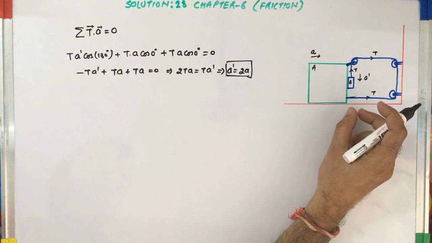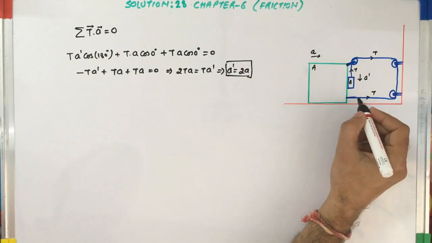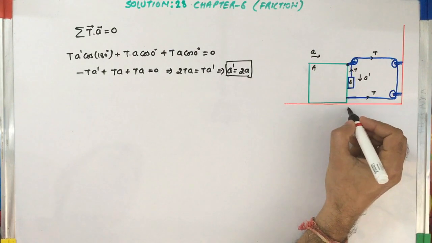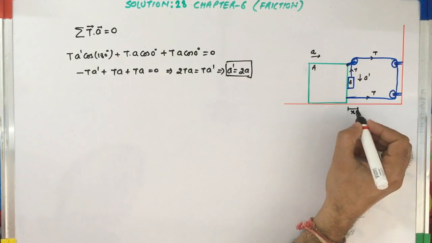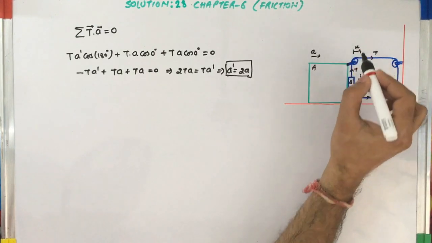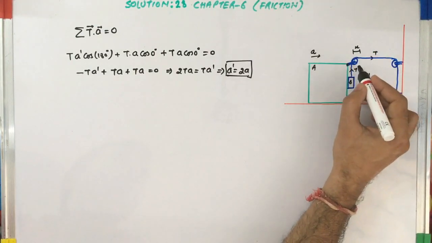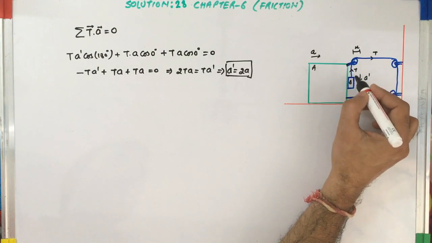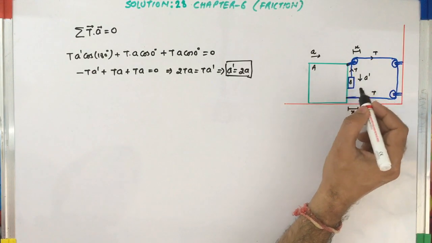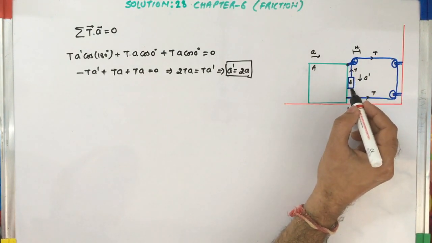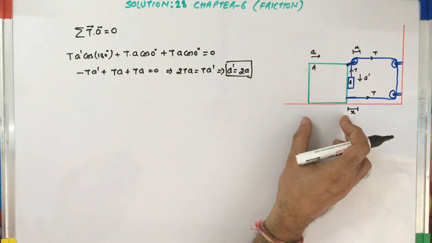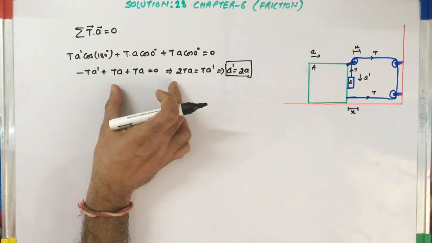The other way is using the distance method, where we can say, when this block is moving in the right hand direction, let's say the X length of string is released. So the same length will be released from the upper part, and this X plus X will be added up in the block B string, right? So to cover the 2x distance in the same time, the block B has to accelerate twice as compared to A.